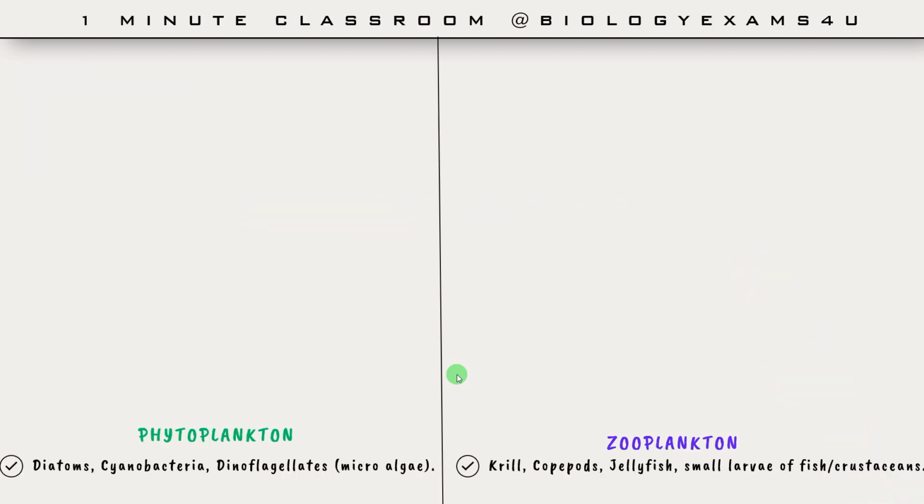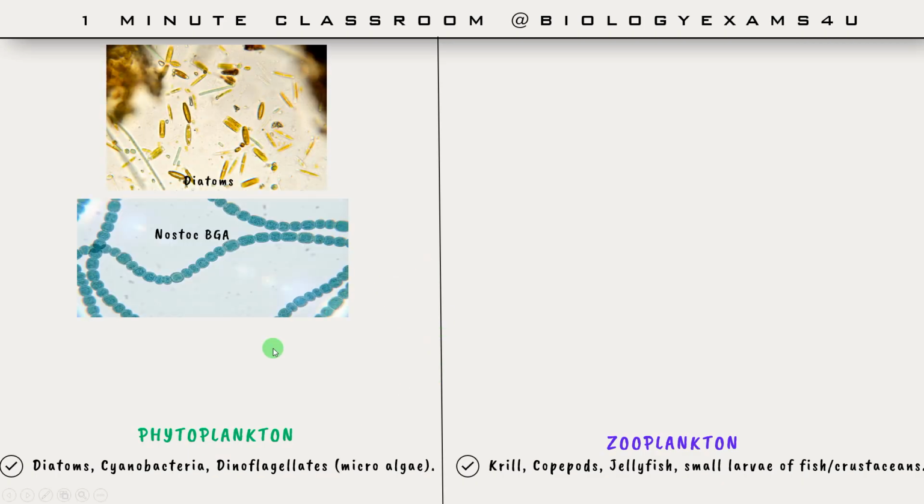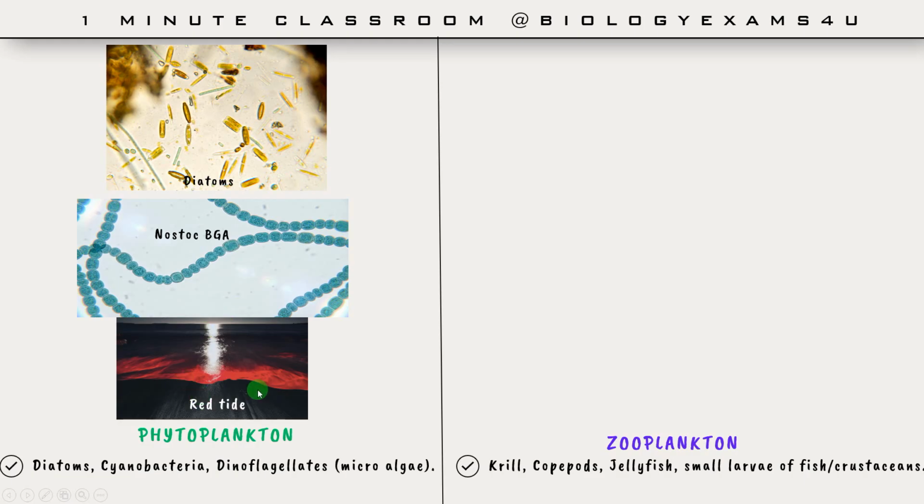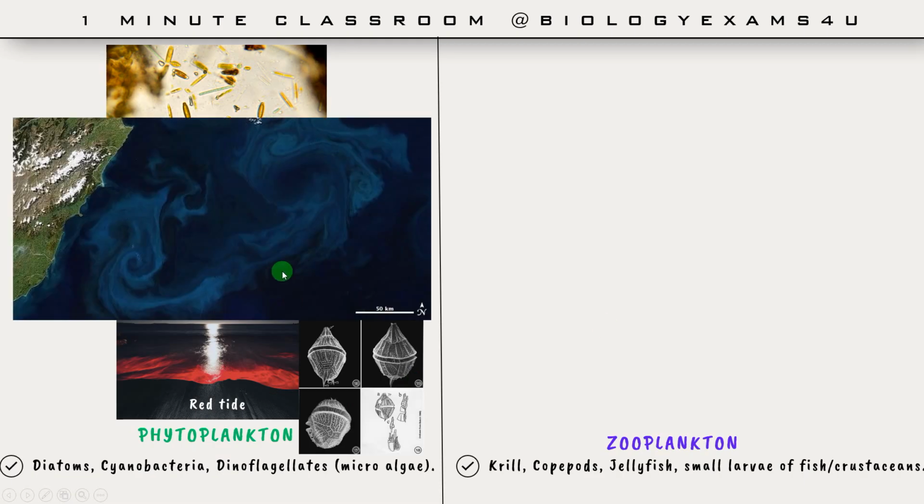First, let us see phytoplanktons that include diatoms, cyanobacteria, this is nostoc, and dinoflagellates that cause bioluminescence, causing red tide, this is Noctiluca under microscope. So this is a NASA image of phytoplankton spread over the sea surface.